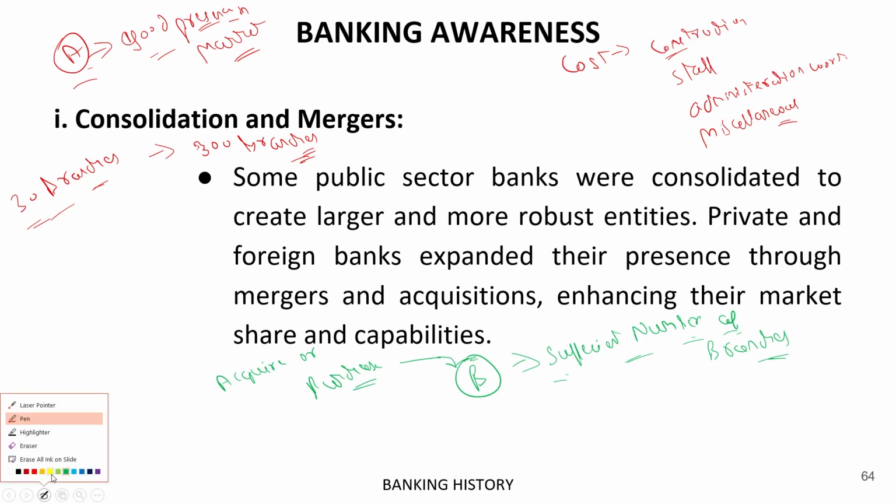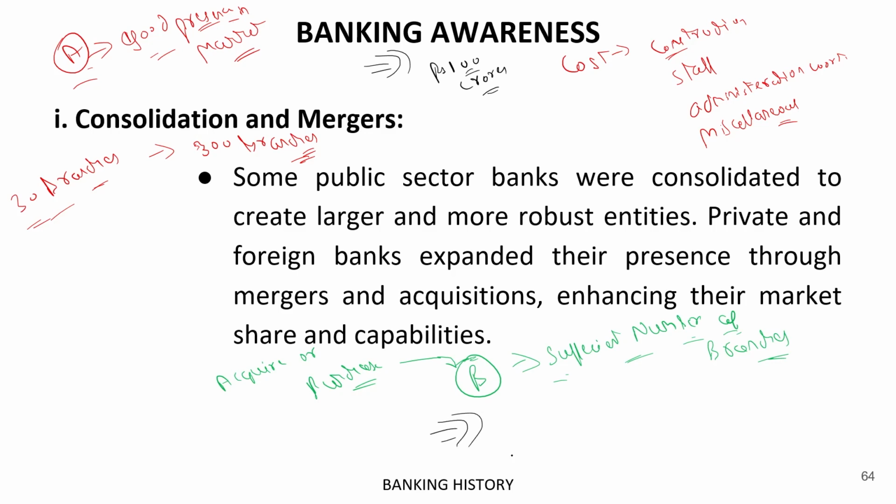So suppose by expanding the branches by itself, A has to spend rupees 100 crores. Just take an example. But if A acquires B, then it has to spend only 75 crores. So just place yourself in the case of A. What do you think? What is beneficial for you?